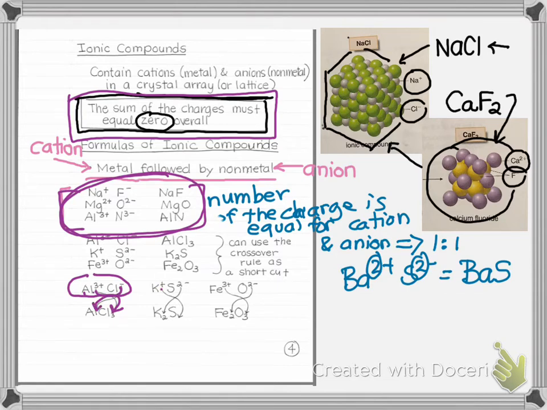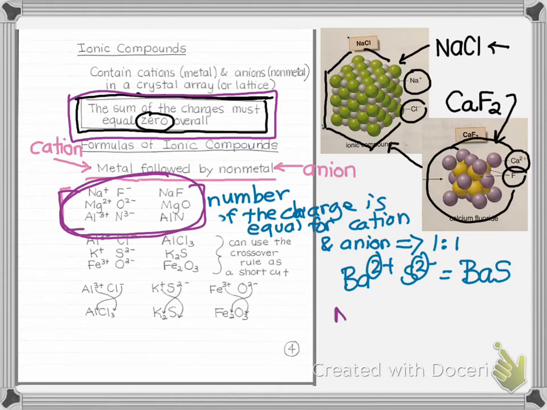Potassium has a 1, so we need 1 sulfur. Sulfide has a 2, so you need 2 potassium. So it's crossover. Let me write an example that maybe is not on the page.